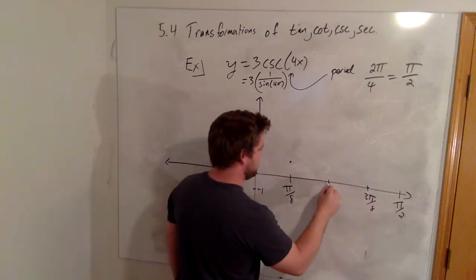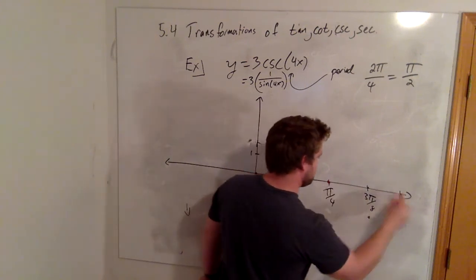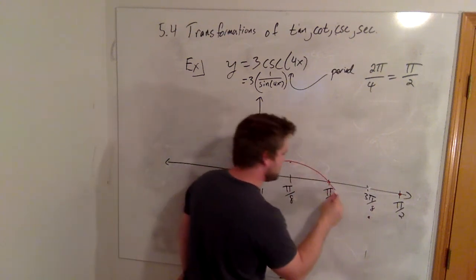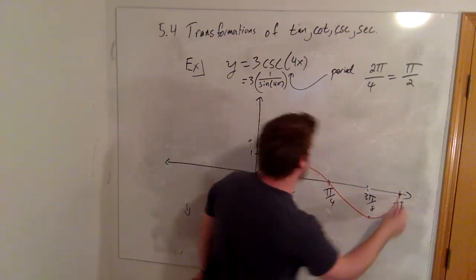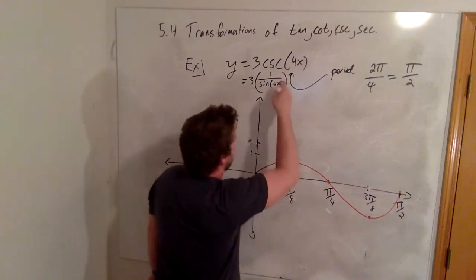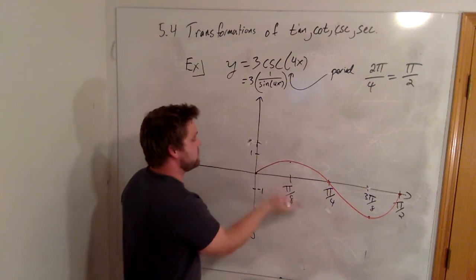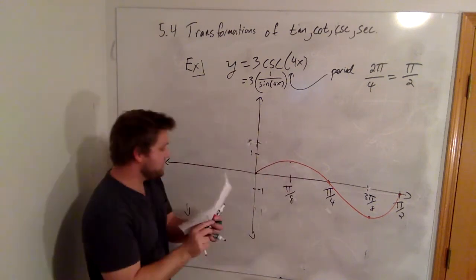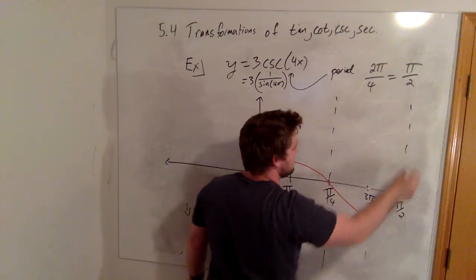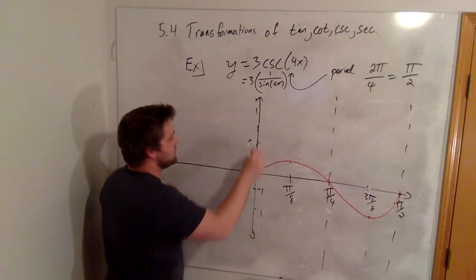Right here. Okay. This is what sine normally looks like. Now what I want to do is graph this. I've drawn sine of 4x. I want to reciprocate this, so I want to do 1 over. So I at least know where the asymptotes will be. The asymptote will be here, and here, and here.